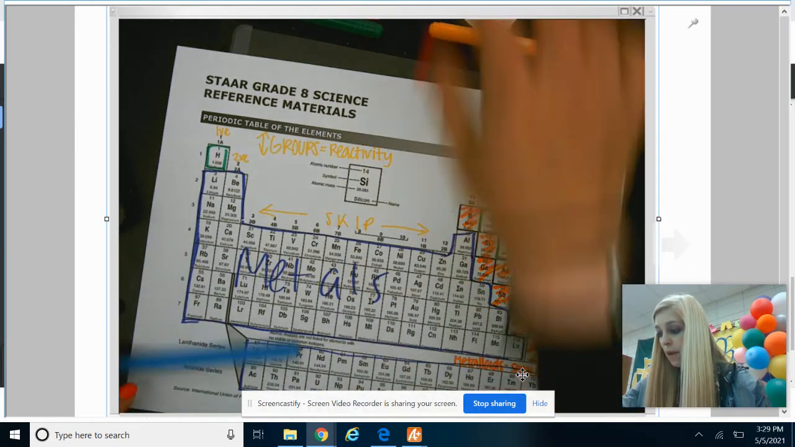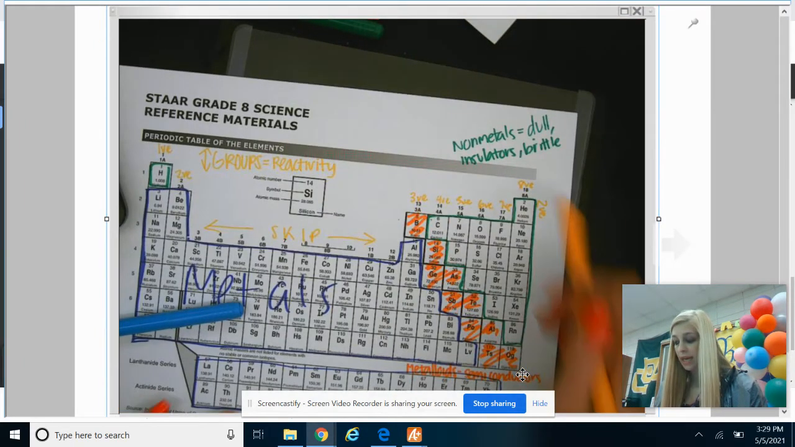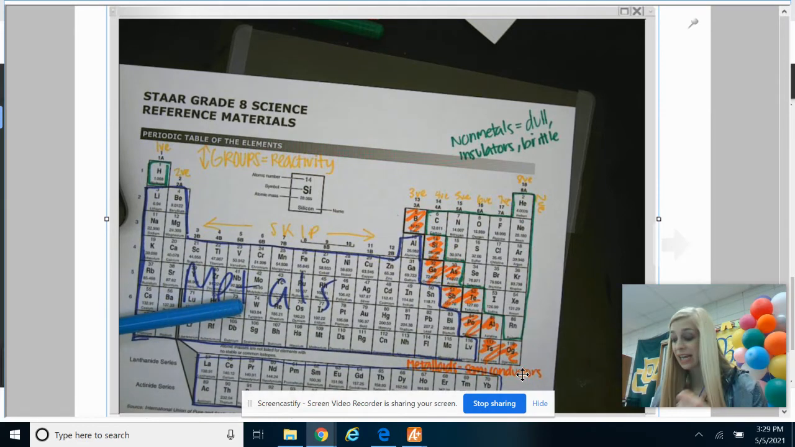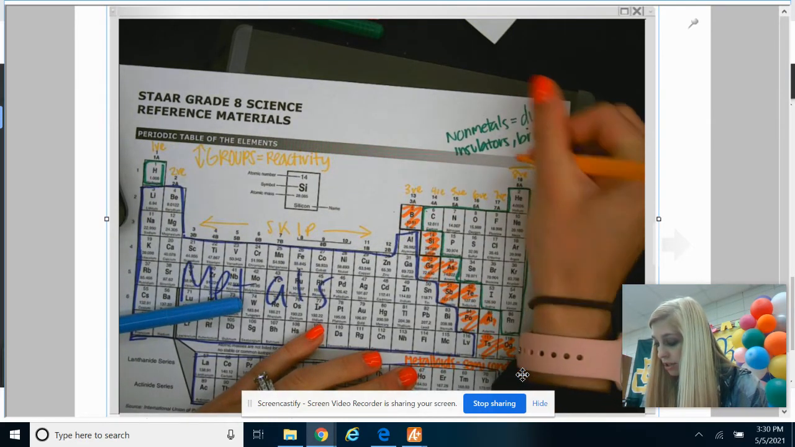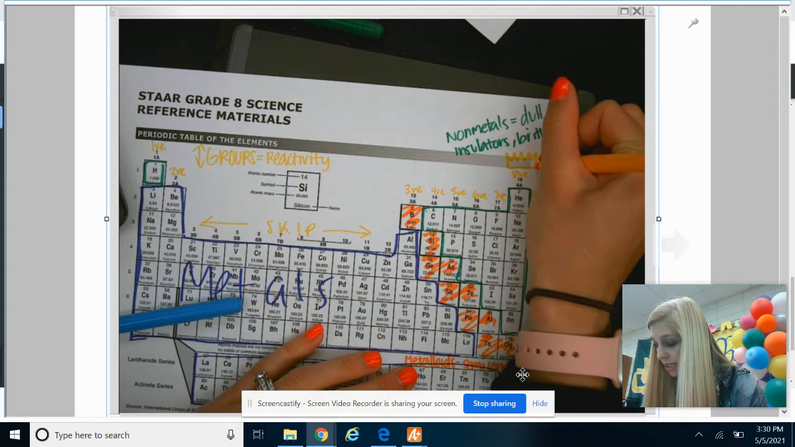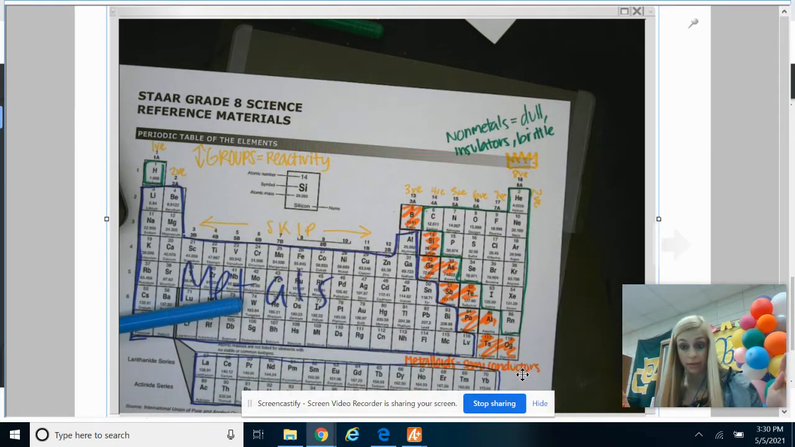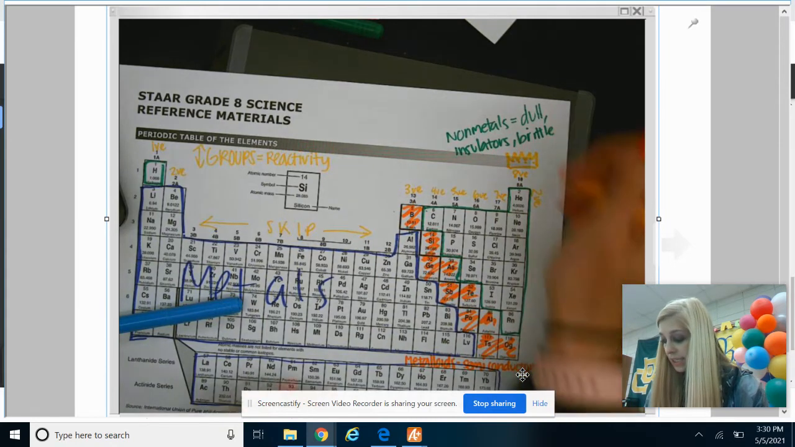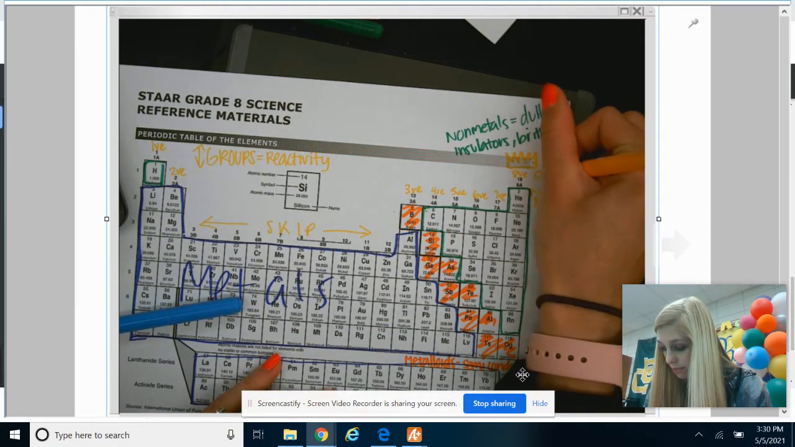Let me keep going. Group 18, remember they are stable, they do not react. So we give them a crown because they are like royalty. They don't need to mess with nobody else. They're good on their own. They're also called the noble gases. Stable.